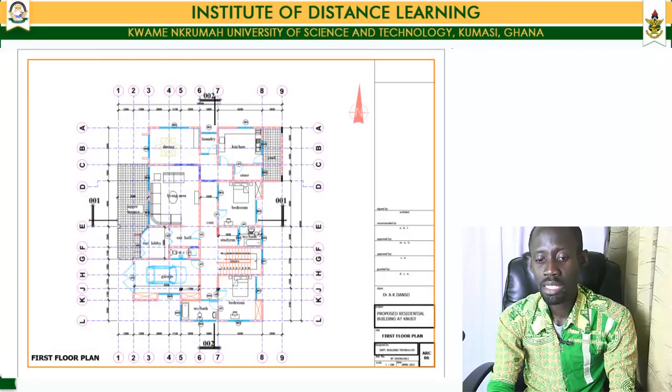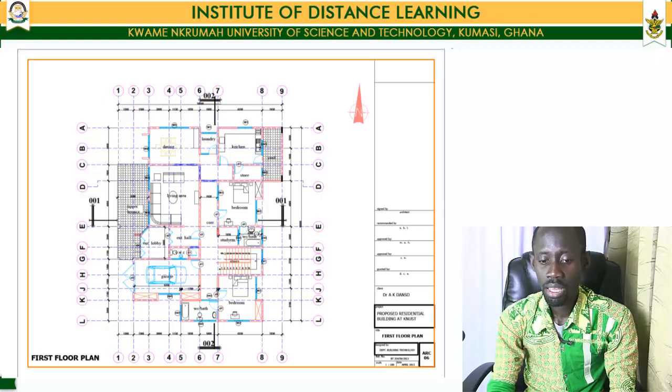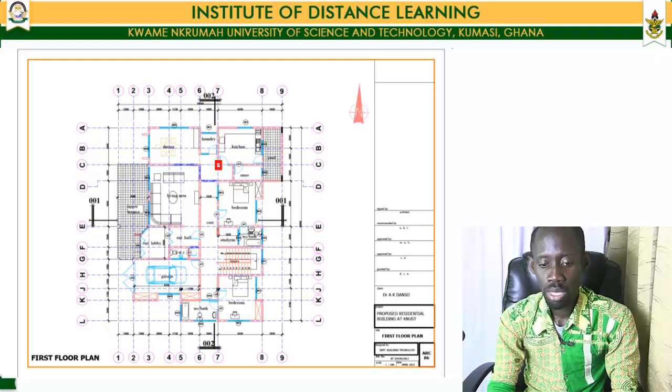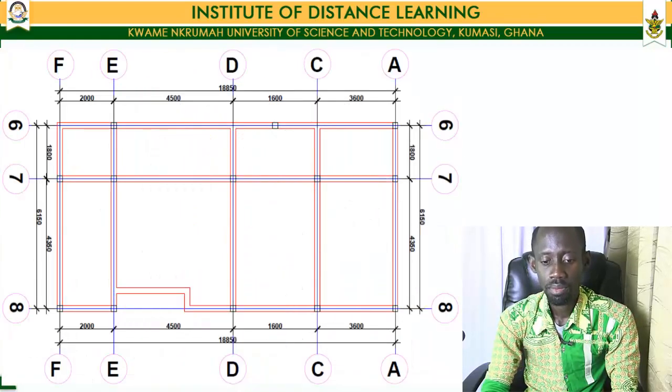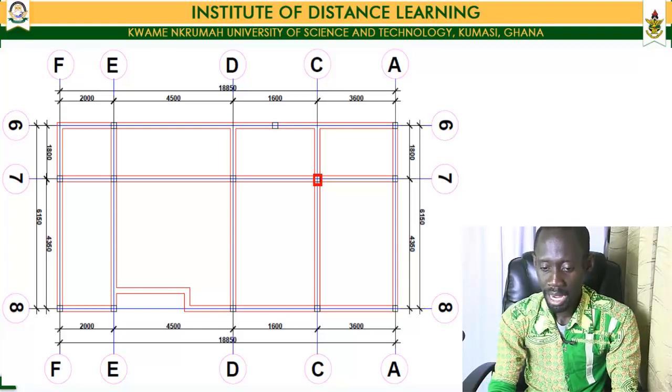Now we'll start by locating the column for whose pad we are going to design. The question states that we should design the pad foundation for the column located at the intersection of grid line C and grid line 7, and that column has been highlighted with the red mark. Now bringing it back to our structural grid, we'll again locate the column on our structural grid. And again, we see the column at the intersection of grid line C and grid line 7.